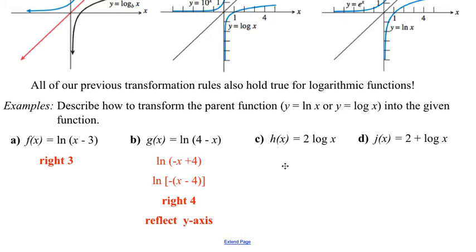And then letter C, we have 2 being multiplied outside the function. So this one is a vertical stretch by 2. And in letter D, we have a 2 outside the function being added. So that tells us we're translating that one up 2 units.